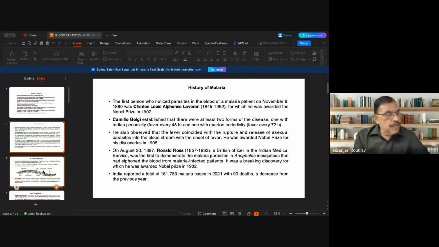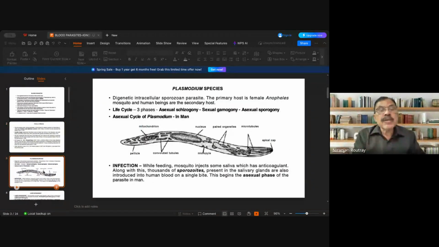Now, coming to the infective stage, the malaria parasite is just a Plasmodium sporozoite. Now, the structure of the sporozoite: it is elongated, spindle shaped in nature. It has a nucleus, then different convoluted tubules, and a mitochondrion. The body is covered with a pellicle.